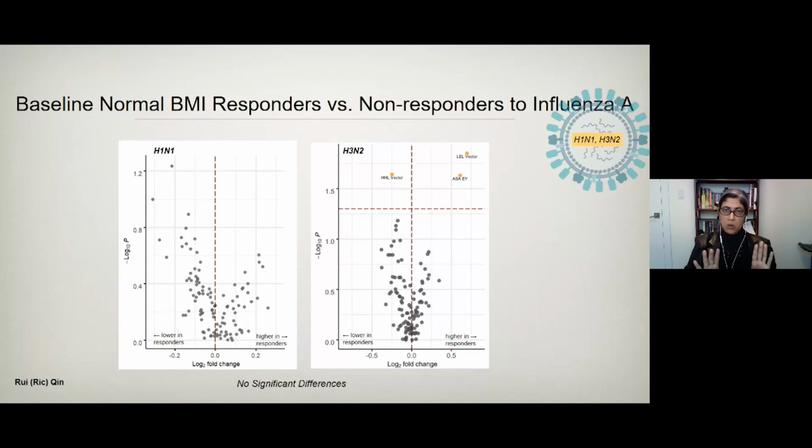In contrast, though, if we look at the normal BMI, responders versus non-responders, and now our numbers are a little bit low because there are lower numbers of people with normal BMI in this data set, we don't actually see anything that's statistically significant. There's no strong signature for people with a normal BMI. So we're seeing a difference in the way that people who are obese are responding versus people who have a normal BMI. Next slide, please.